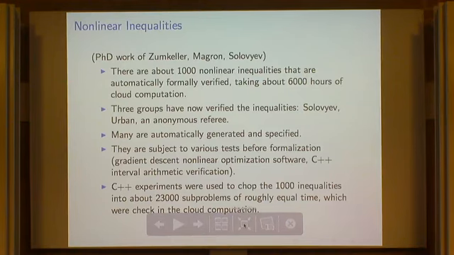These inequalities have now been verified by 3 different groups. Solovyev did it originally in an Azure cloud computation. Then Joseph rechecked those calculations, and then the referees for the paper also went through a check of these inequalities. So many of the inequalities are automatically generated and specified.